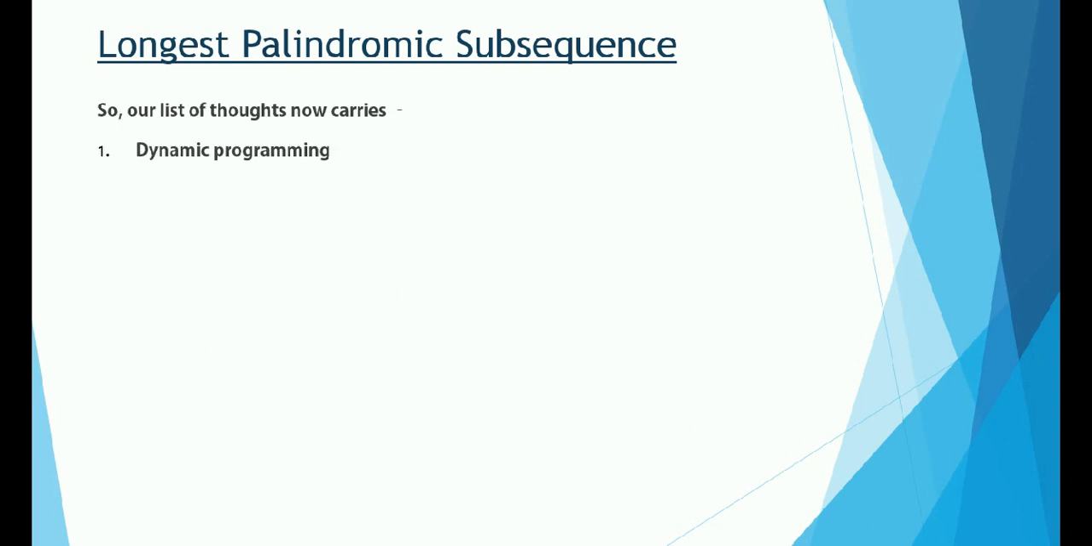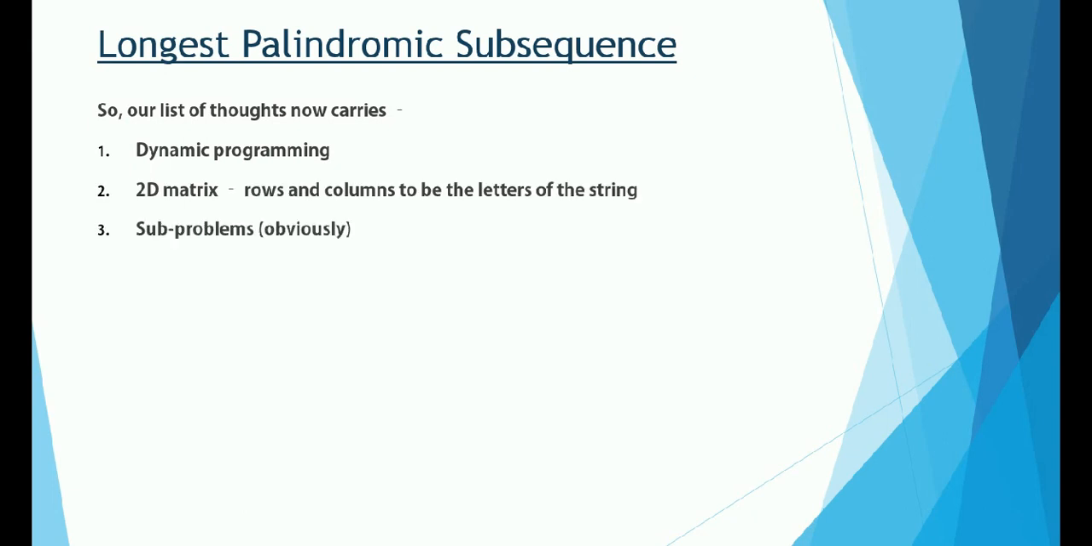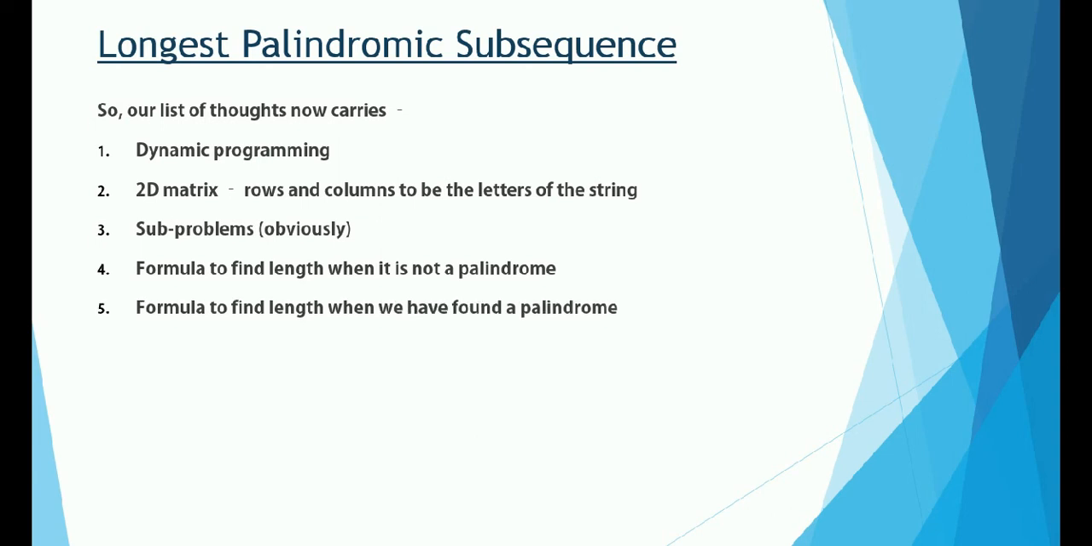So our list of thoughts now carries one, dynamic programming, second, 2D matrix, that means the rows and columns to be the letters of the string. Third is subproblems, obviously when we are solving any problem using either recursion or dynamic programming. Now we have a formula to find length when it is not a palindrome, and we have a formula to find length when we have found a palindrome. Now what's next? Is there anything left to be thought over? All right, so like I said, it's a bottom-up approach and we are going to drill down to the lowest subproblem. So let's start from the smallest subproblems and think over it again.